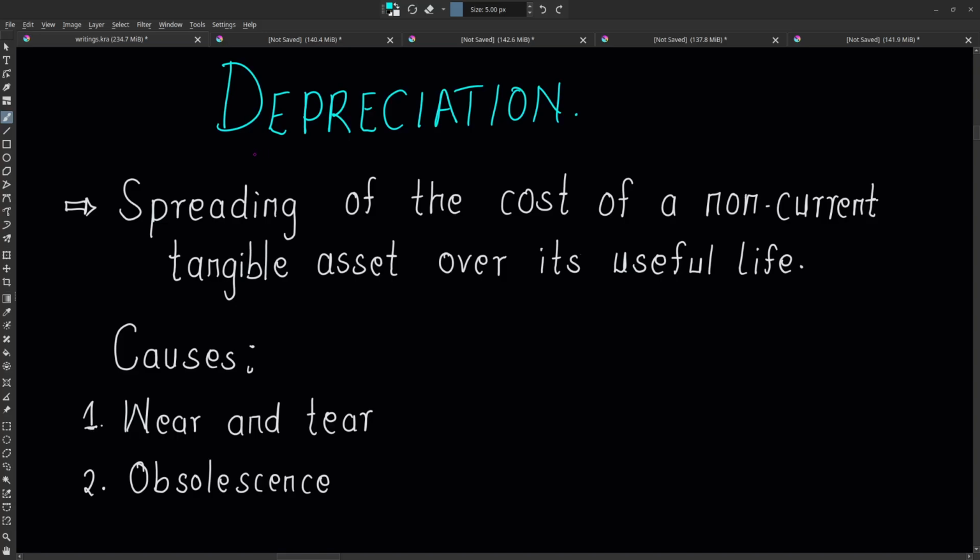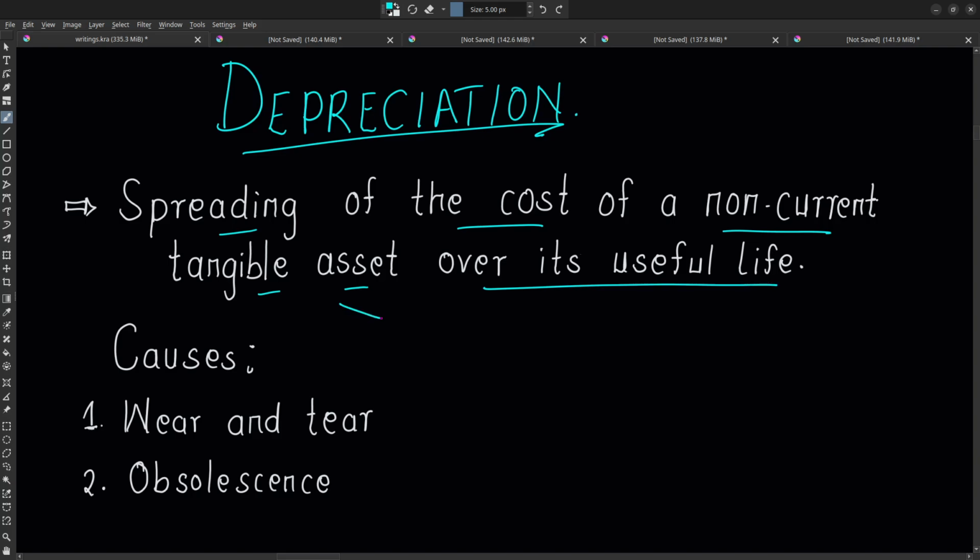Hello, let us look at depreciation. Depreciation is spreading of the cost of a non-current tangible asset over its useful life. Note that here we are talking about tangible assets, because for non-tangible assets we use amortization. For example, when a business is using accounting software, we are going to use amortization because it is a non-tangible asset.